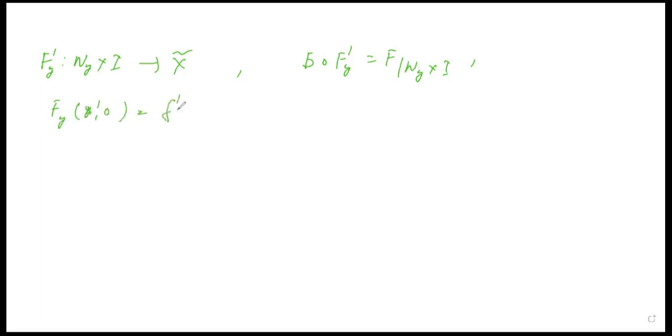So there is an F prime y from N_y cross I to X tilde with the desired properties that we have discussed. That is, it is a lift: P composed F prime y equal to F restricted over N_y cross I, and F prime y (y prime, 0) equal to F tilde (y prime) for every y prime belonging to N_y.